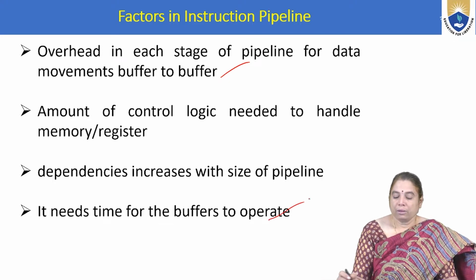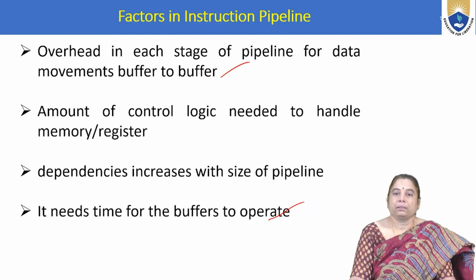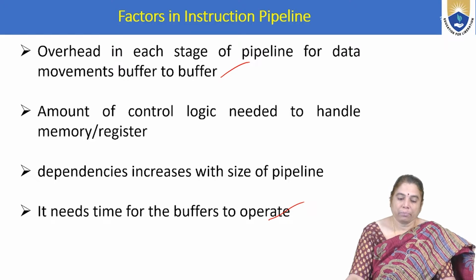So here during branching, if the data that is needed for execution of a segment is not available, a delay has to be caused until the needed data can be available. So it needs time for buffers to operate. So these factors can be considered during the instruction pipeline.